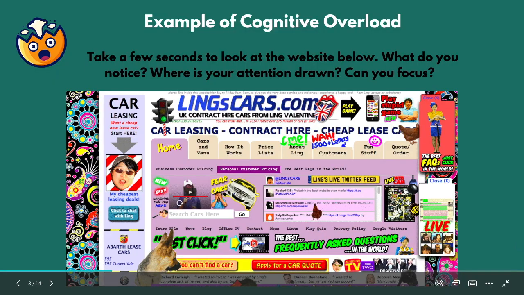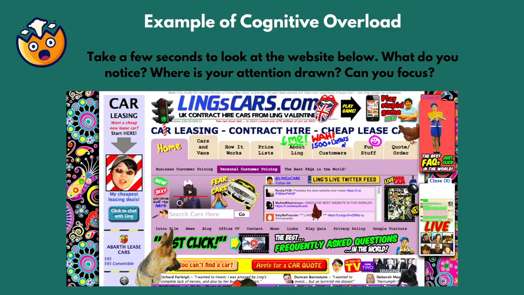Take a look here. So, this is an example of cognitive overload. Take a look at this website below. Just take a few moments and just let your eyes scan what's going on here. What do you notice? Where is your attention being drawn? Is your attention being drawn to any particular place? Are you able to focus?